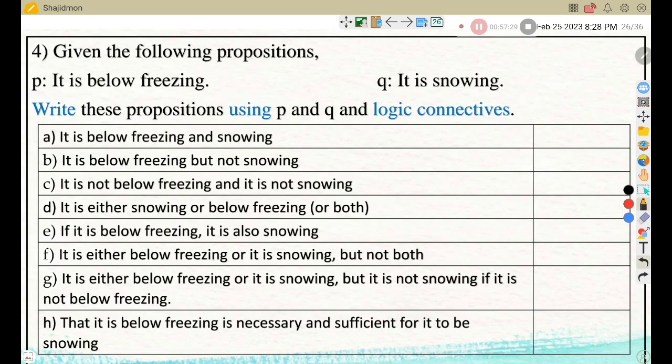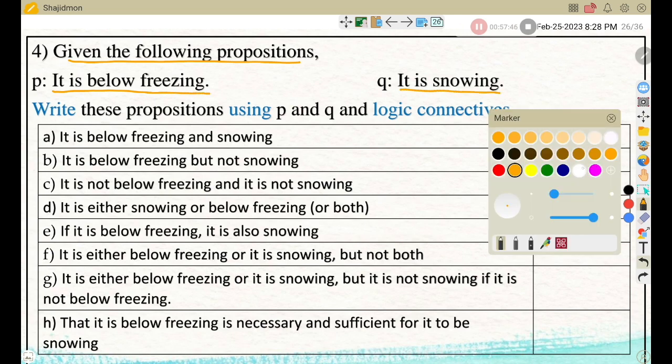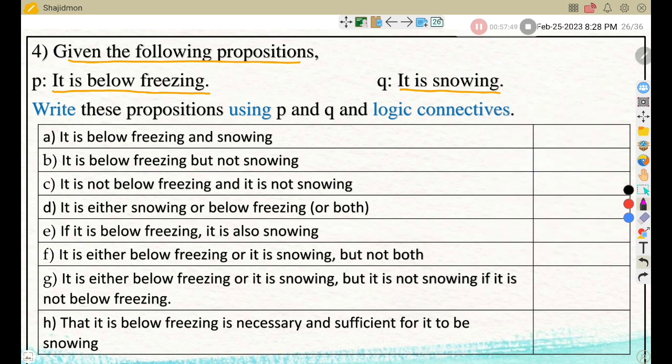Okay, now we will come to the fourth question. What is the fourth question? Given the following propositions. P means it is below freezing. Q means it is snowing. Write these propositions using P and Q and logical connectives. That means we need to write the expression. No English sentence is given. You need to write the expression using P and Q and logical connectives. Correct? So we can check one by one.